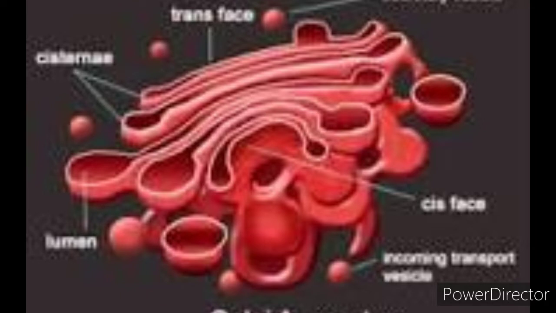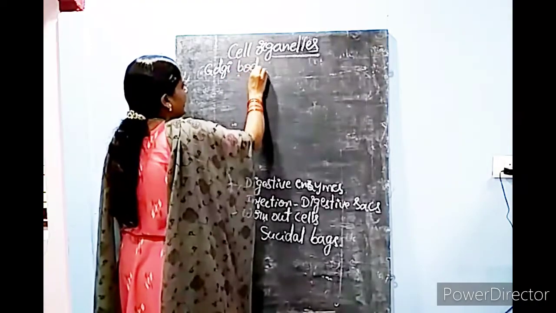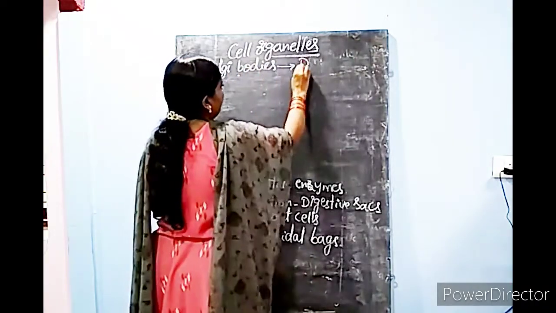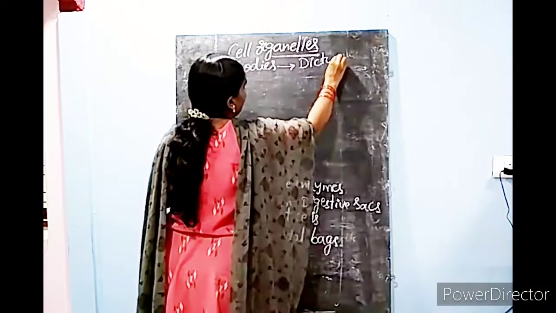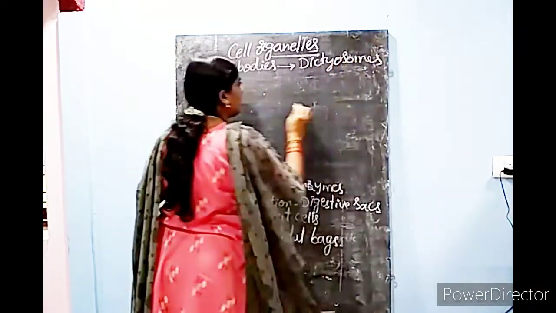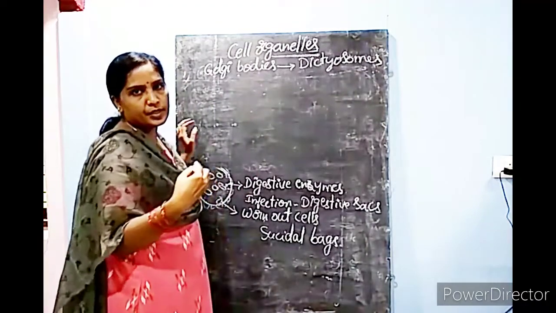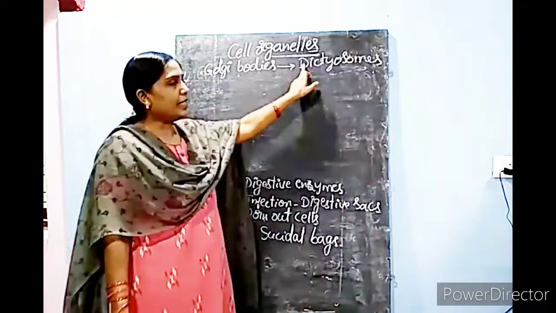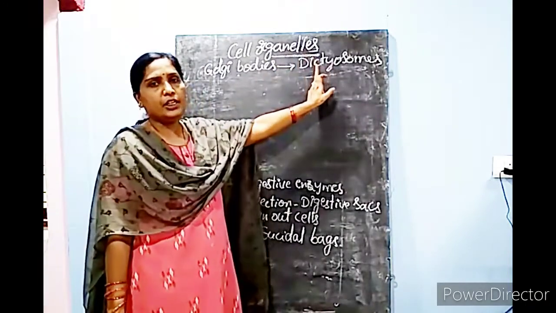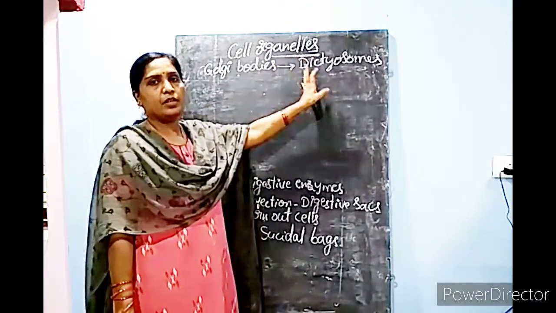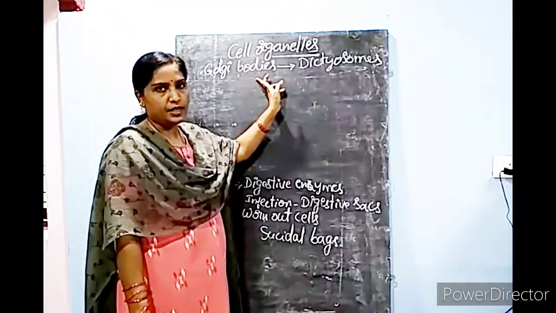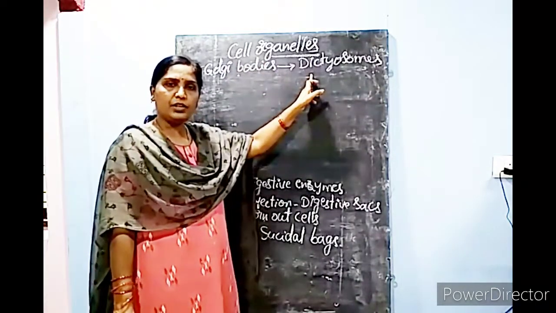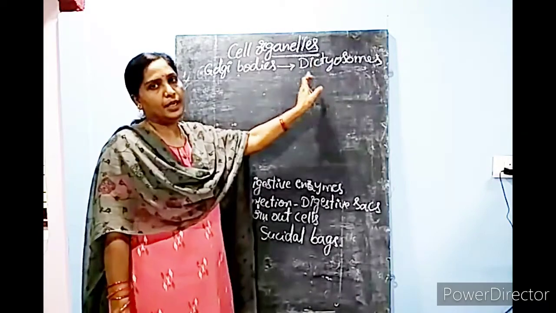Golgi bodies are present in both plant cells and animal cells. But the Golgi bodies in plant cells are known as dictyosomes. Golgi bodies present in plant cell, Golgi bodies present in animal cell, but in plant cell we call them dictyosomes. The function is the same. What functions the Golgi bodies carry out in animal cell, the same functions dictyosomes carry out in plant cell.